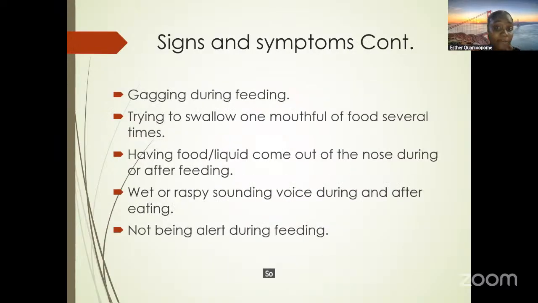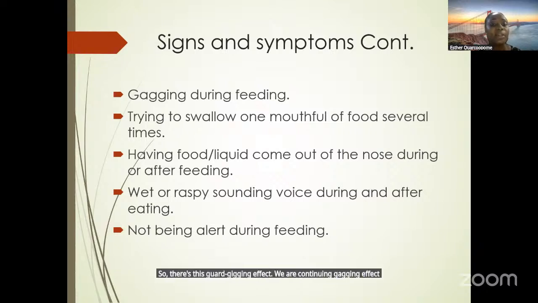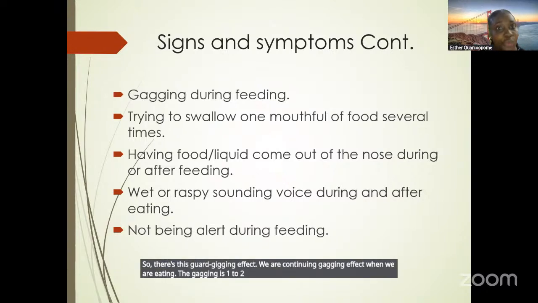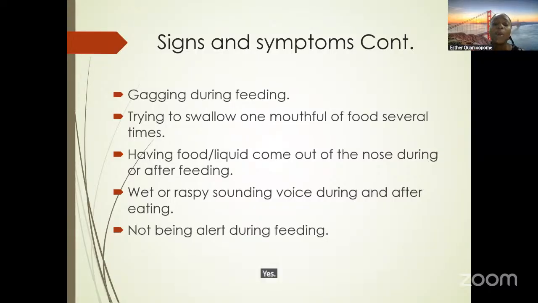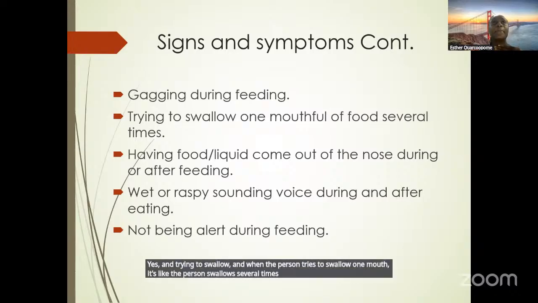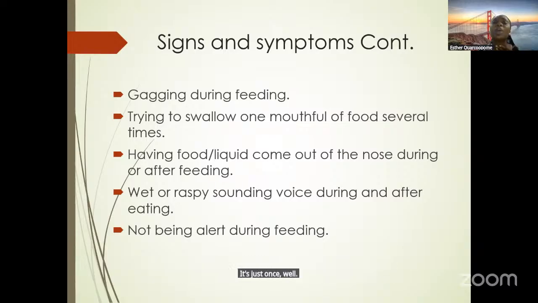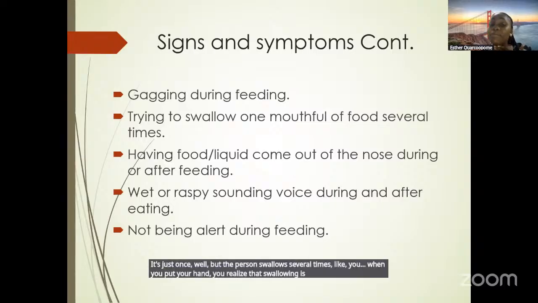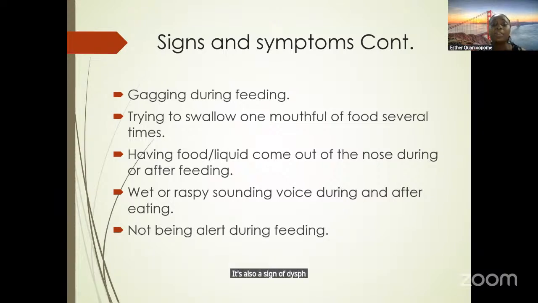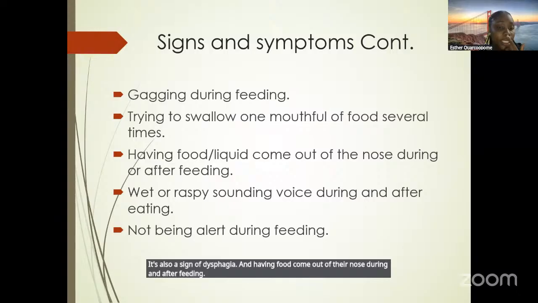So there's this gagging effect when they are eating. The person gagging means the feeling of wanting to throw up, and trying to swallow. And when the person tries to swallow one mouthful, they swallow several times. When you put your hand there, you realize that swallowing is still taking place. Meanwhile, we just swallow one food just once, but the person is swallowing more than once. It's also a sign of dysphagia. And having food come out of the nose during and after feeding, which happens with cleft, yes.